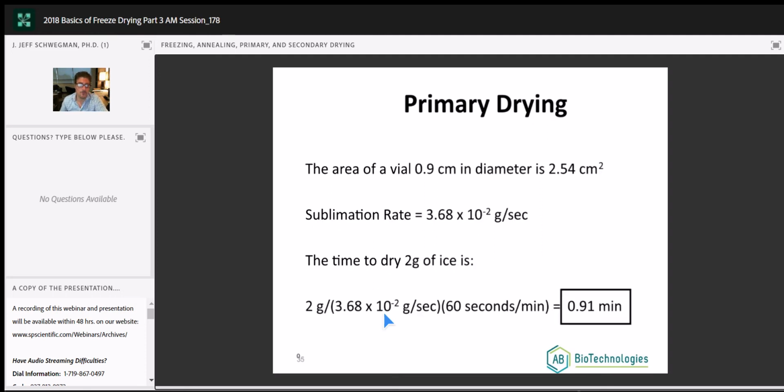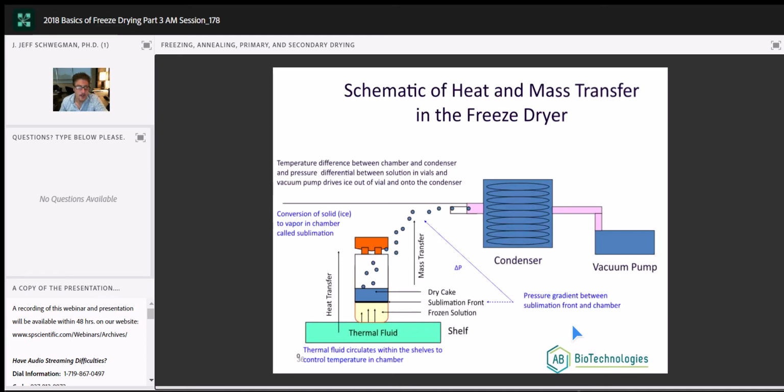So, based on our example with the inner diameter of the vial, we plug in the sublimation rate and get the time to dry 2 grams of ice: less than a minute. Well, we know that's not reality. The reason is, again, all the resistances that we encounter. In a perfect world, if there were no resistances, we could freeze dry ice in no time at all.